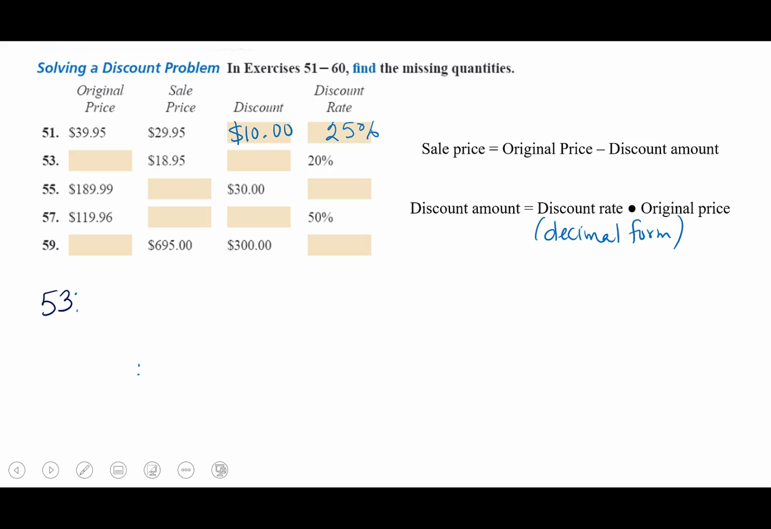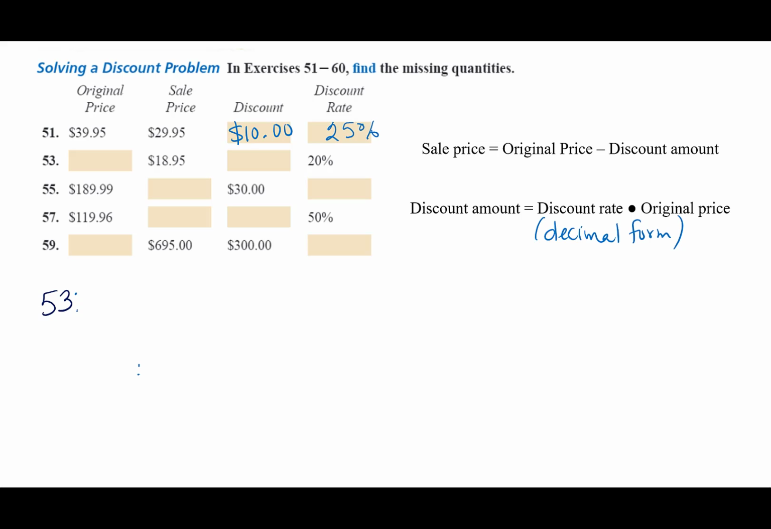Take a look at 53. We're given 2 different quantities, and now we have to find the original price and the discount amount. So let's think about this. We know something went on sale and now it's only $18.95. We know that it was 20% off. So the original price, which we don't know, do you understand that that would be 100% of the price? If you bought something that was brand new, not on sale, you would just pay 100% of the price. But now that item is 20% off.